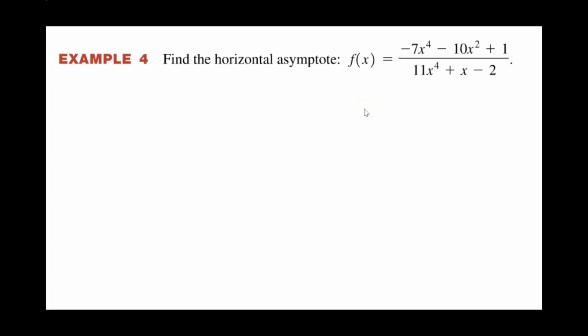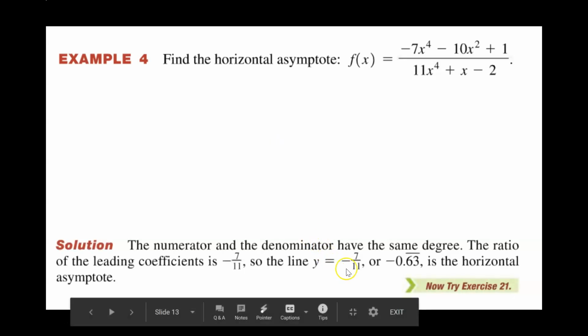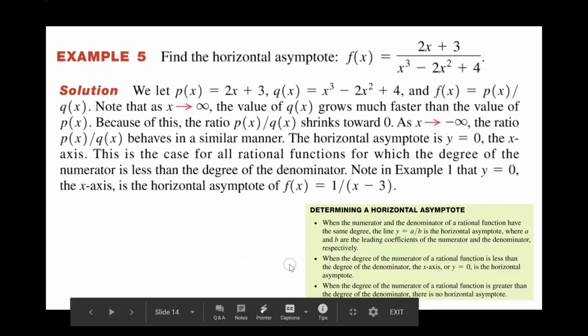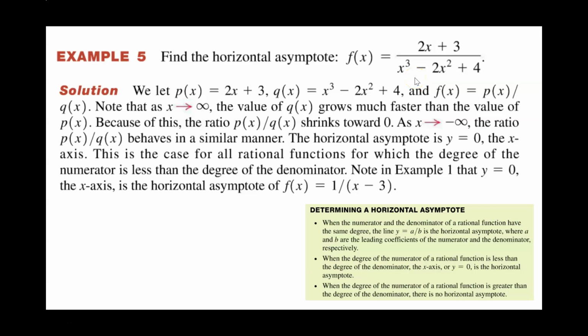So again, we don't have to make this real complicated. Notice that the degree for this one is 4. The degree of this one is 4. If these are always the same, we just say that the horizontal asymptote is going to be whatever the coefficients are in front. So in this case here, it's going to be y equals -7 over 11. So this case here, another case is, what if the degree on top is smaller than the degree on the bottom? Well, the horizontal asymptote will always be y equals 0.